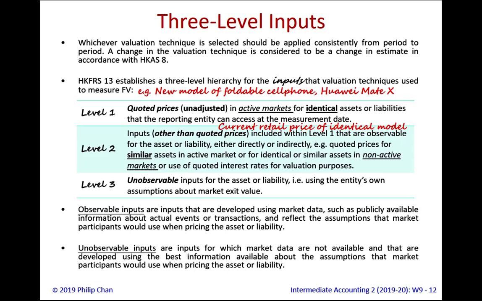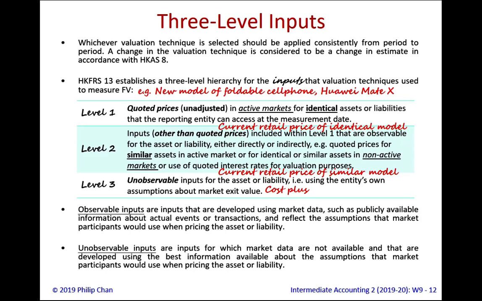How about level 2 then? Well, if they can obtain the current retail price of a similar model, notice not identical to the Mate X but a similar model, then that would be considered level 2. And finally, level 3 would be based on what? The cost of production of this cell phone, which they can obtain from maybe Huawei, and then add a profit margin to it. Then that becomes level 3.